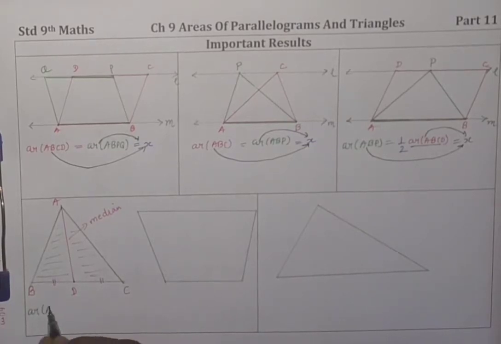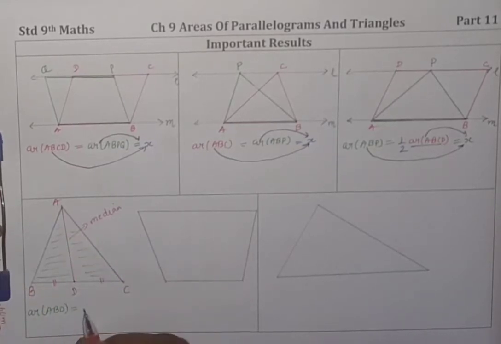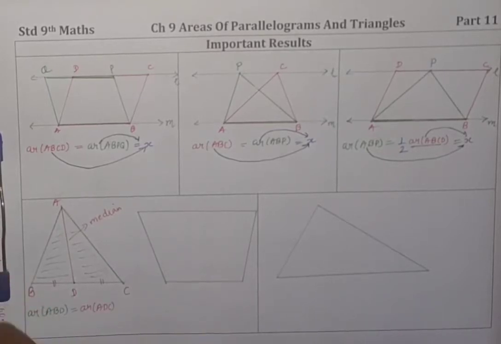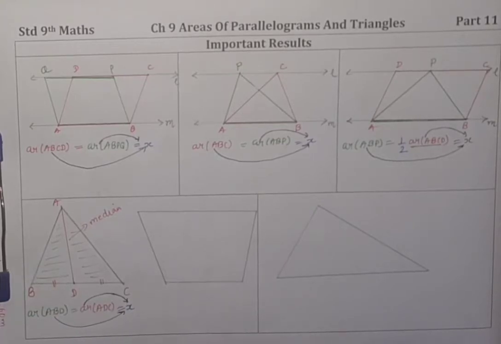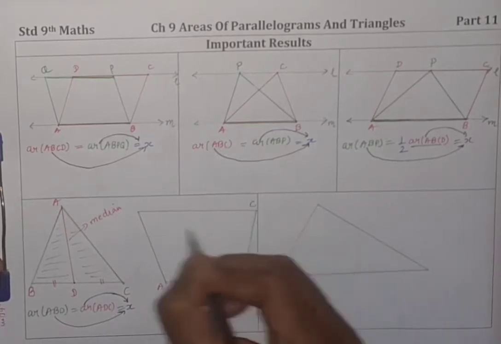Area of the green triangle, that is ABD, is equal to area of the red triangle, that is ADC, and that is equal to X. So what is the area of triangle ABD? X. And what is the area of triangle ADC? That is also X. Is that clear?